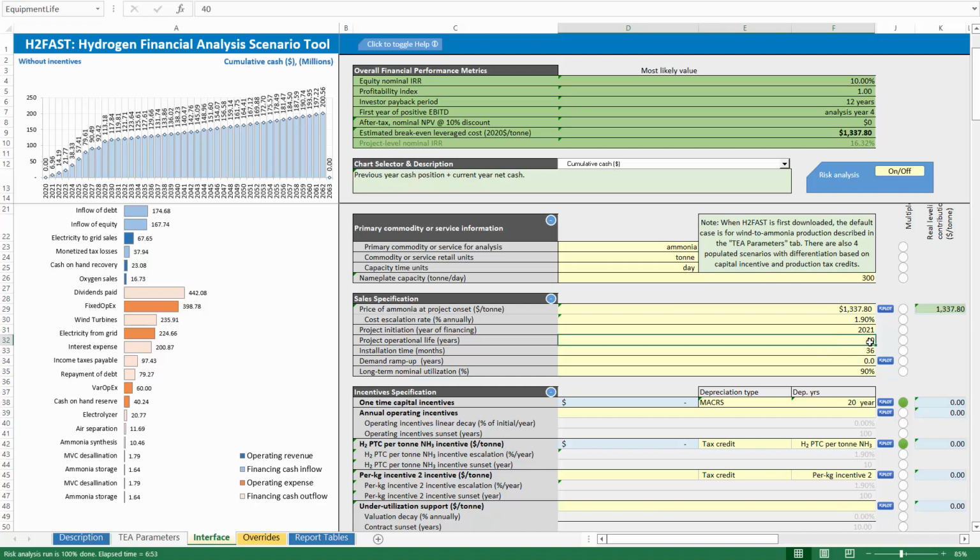The project is aligned for a 40-year operation. It has a 3-year construction period, and the ammonia synthesis is run at 90% capacity factor.